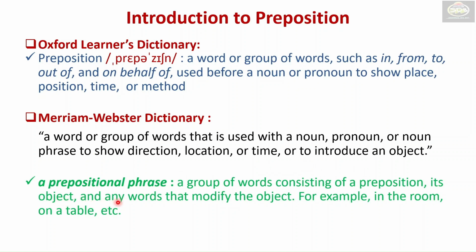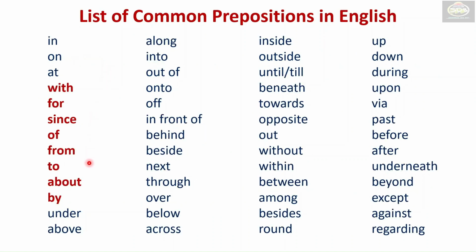Similarly, prepositional phrase refers to a phrase in which there is a preposition in the beginning and after that there is the object, and there may be words to modify the object. For example, in the room, on a table, in the house, etc. We have already discussed these definitions in our previous lesson as well. And today we are moving towards part 2. First of all, let's observe the usages of with.